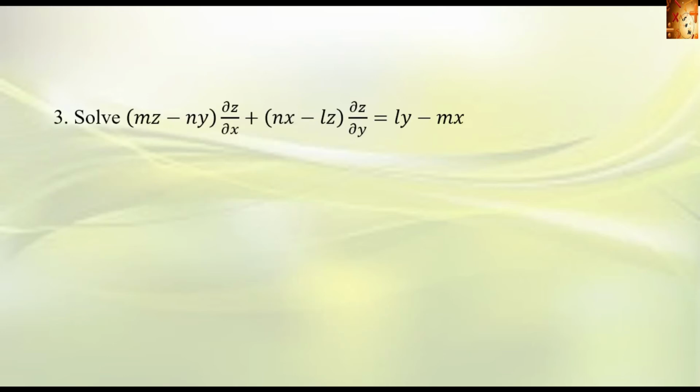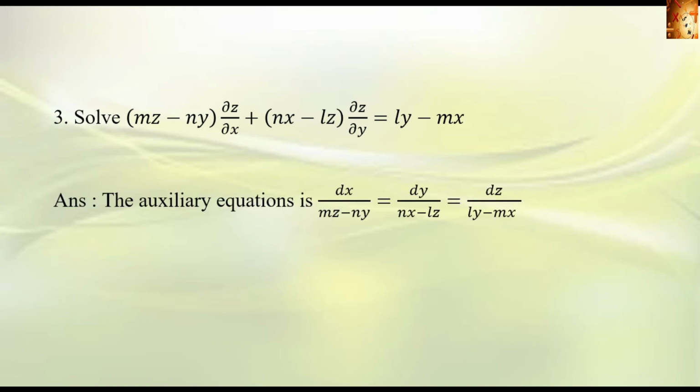Next problem, solve mz minus ny into dou z by dou x plus nx minus lz into dou z by dou y equal to ly minus mx. So here capital P, Q, R is given. Therefore the auxiliary equations: dx divided by mz minus ny is equal to dy divided by nx minus lz, which is equal to dz divided by ly minus mx. Here, can we compare any two fractions? No, because there is no common term. So comparing the fractions does not yield the solution.